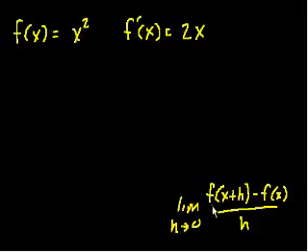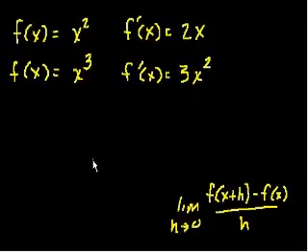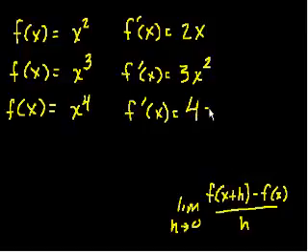You could actually use this to do others, and I won't do it now, maybe in a future presentation, but it turns out that if you have f of x is equal to x to the third, the derivative is f prime of x is equal to 3x squared. If f of x is equal to x to the fourth, then the derivative is f prime of x is equal to 4x to the third. I think you're starting to see a pattern here.